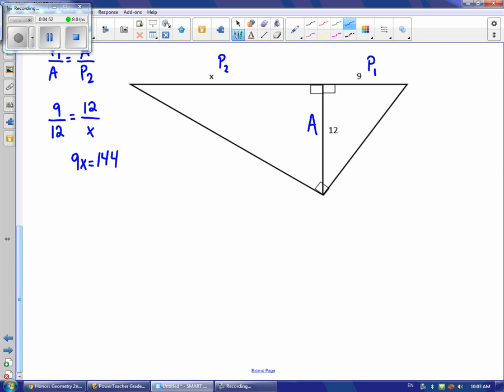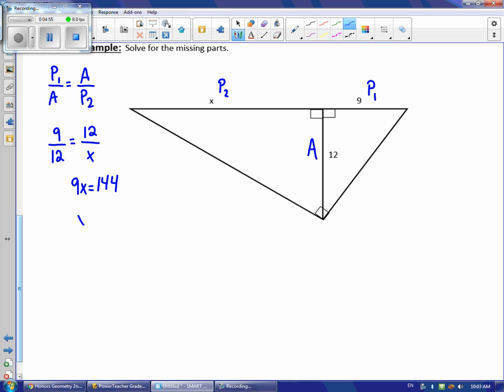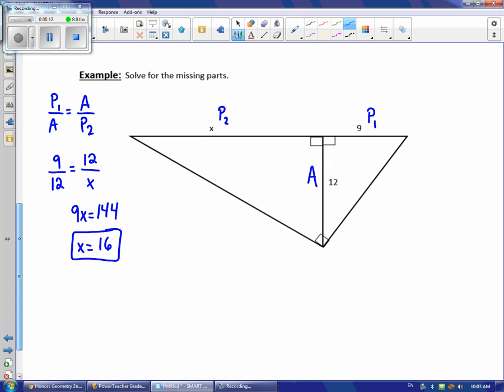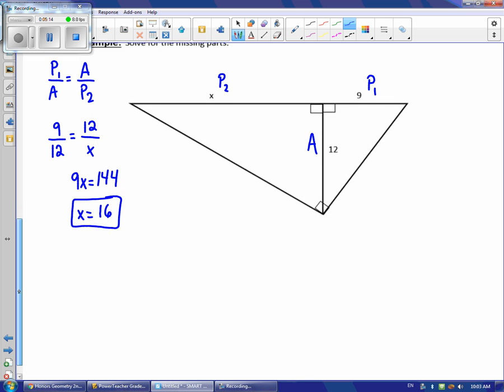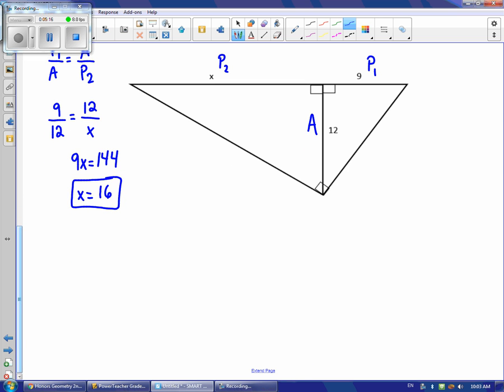If we divide this, 9x goes into 144: 9 goes into 14 once, we have 5 left over, 9 goes into 54 6 times, so x is 16. Now, if you think about how you can check your answers, you can plug x back into your proportion, and if your ratios simplify to equivalent ratios, then you're good to go.